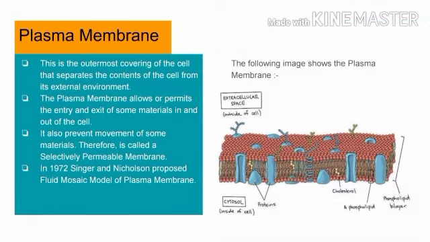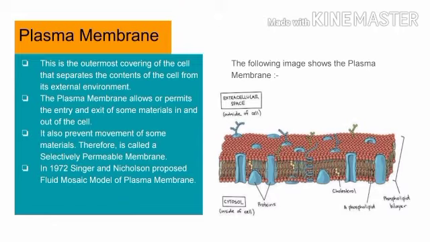Our next topic is the plasma membrane. This is the outermost covering of the cell that separates the content of the cell from its external environment. This means that the plasma membrane is the outermost covering of the cell which controls the passage of materials going inside the cell and outside the cell. This thing we are going to see in our next point.